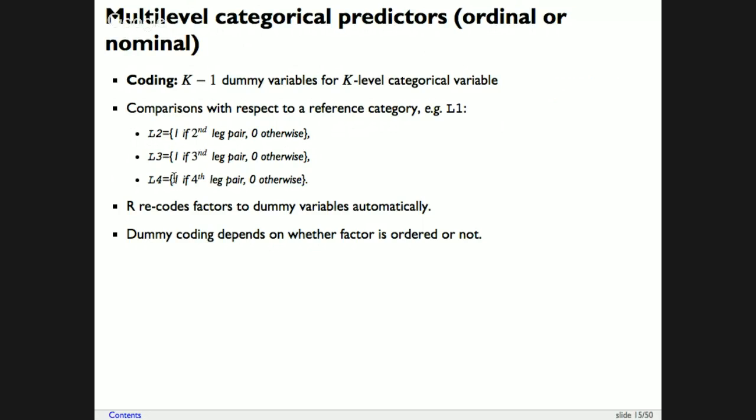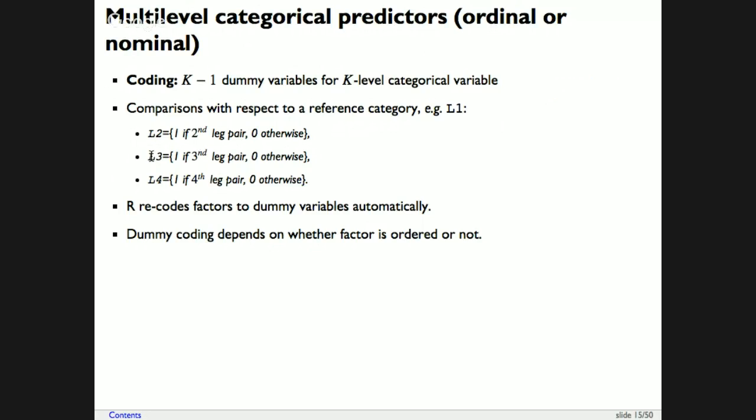If they're all 0, then you know it's from the front legs. And if any one of them is 1, you know it's one of the other pairs of legs. And you wouldn't have any case where both L2 and L3 were 1. Only one of them will be 1.